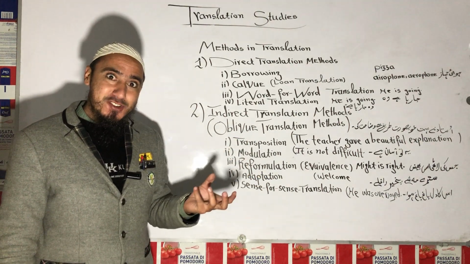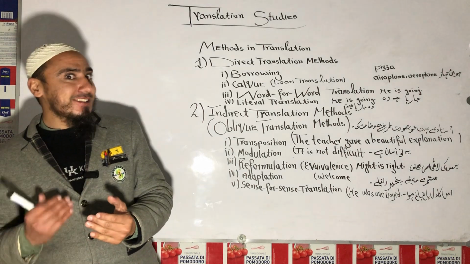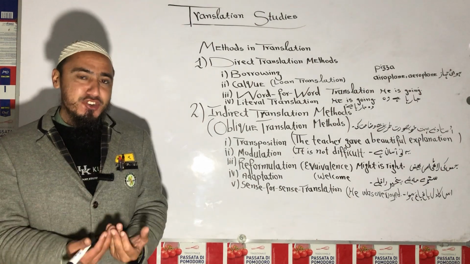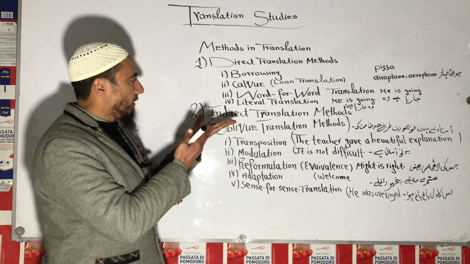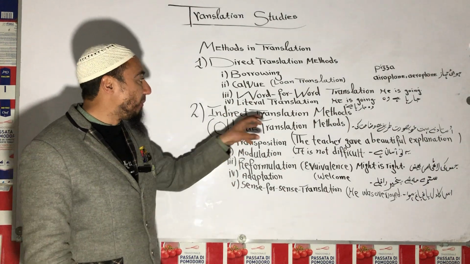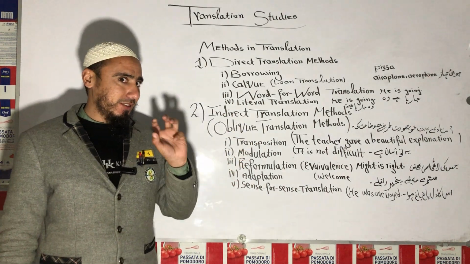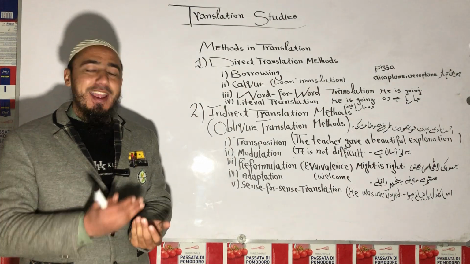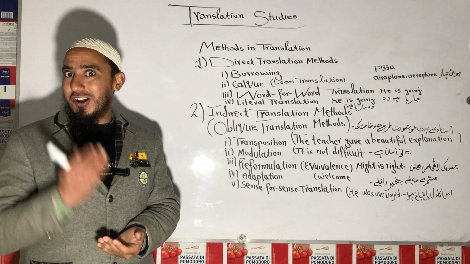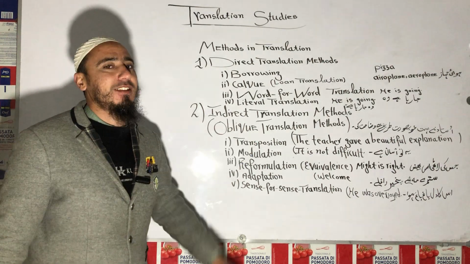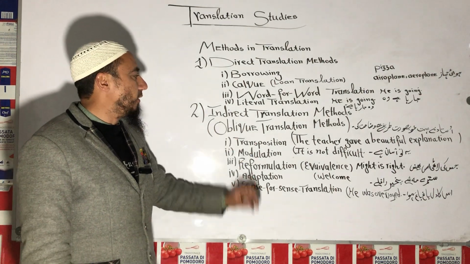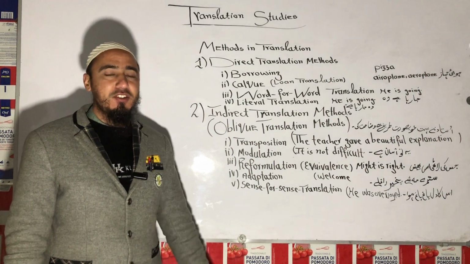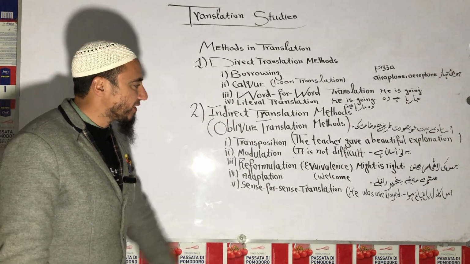Why are the structures changed? Because the first language seems natural, so in an indirect or oblique translation, this struggle happens in order to make the target language also natural like the first one. So that's why oblique translation methods take place. We are discussing them one by one.